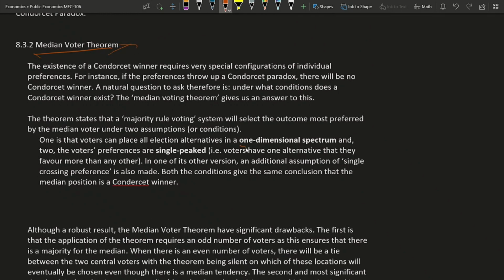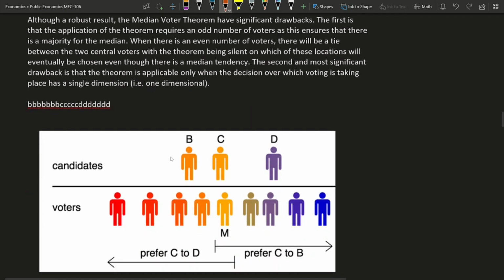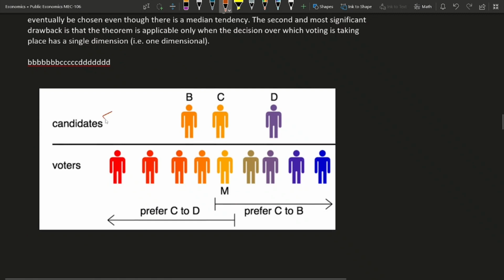One is that on the one-dimensional spectrum, all election alternatives, all the options, should be in a one-dimensional spectrum, and the voters' preferences are single peaked. So we will understand through this graph or image. Suppose there are three candidates B, C and D. If we put them in a single order spectrum, and the voters, we are assuming voters are in odd numbers. So this M is the median voter. There are 4 voters left of M and 4 voters right of M.